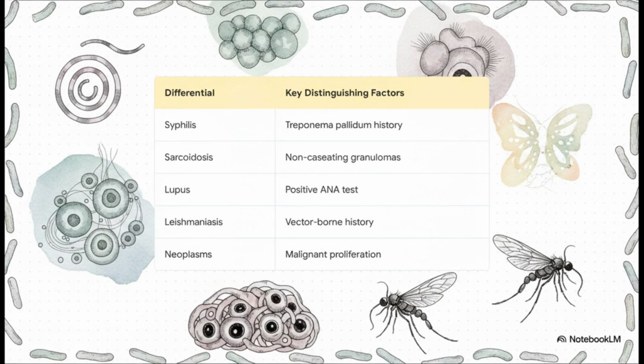Lupus erythematosus might present with facial lesions, but you can easily rule that out with autoimmune markers, like a positive ANA test. Cutaneous leishmaniasis is another one, but that's a parasitic infection, so you'd specifically look for a history of vector-borne exposure, like sandfly bites. And of course, any aggressive oral ulcer requires you to rule out lymphomas and other neoplastic diseases. The biopsy will clear that up real quick by showing malignant cellular proliferation instead of an infectious granulomatous process.